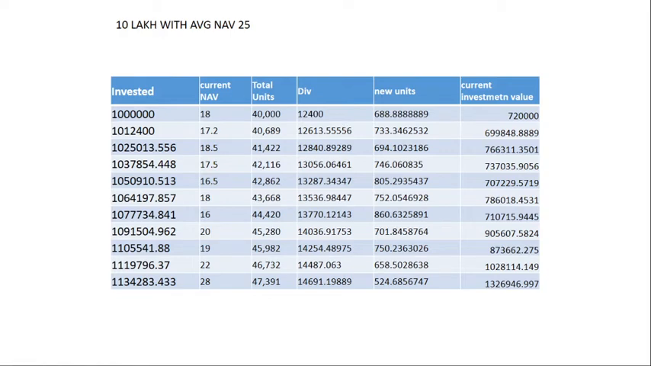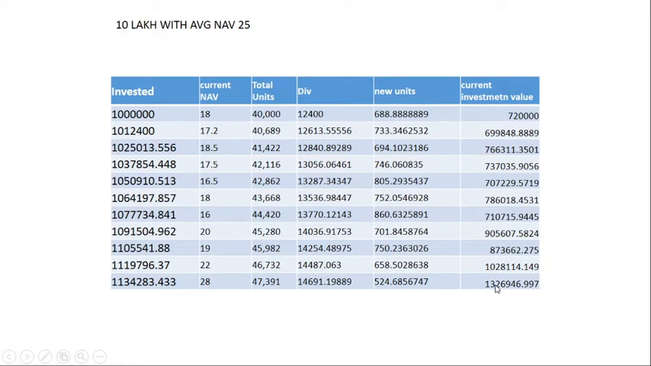So after 12 months, what he gets is 47,391 units and the NAV is 28. This is a real-time scenario I have taken. This NAV might be more than 28, it may go up to 35, 40 or something. When it comes to 40, there will be a huge difference in the value between what we are reinvesting and what we are not reinvesting. For the present scenario, I'm just taking it as 28. So now he has a current investment value of 13 lakh 26,946.